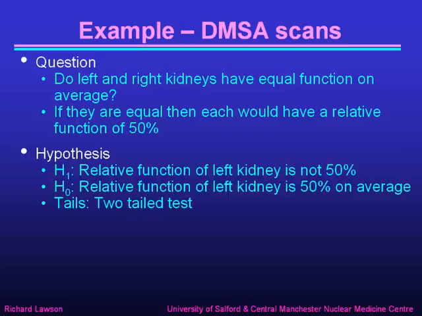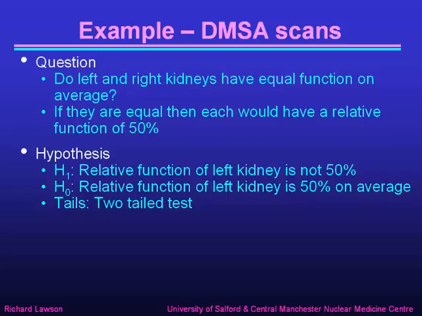So the hypothesis that we want to test, the experimental hypothesis H1, is that the relative function of the left kidney is not 50%. And the null hypothesis H0 is that the relative function of the left kidney is 50%, at least on average.